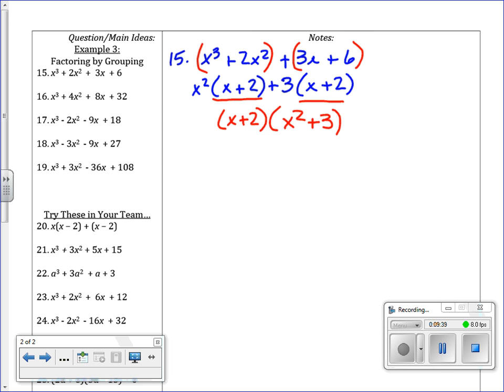Okay, so let's go ahead and try number 16. I'm probably going to be doing some erasing, so if you need to pause and write down what I wrote down, please do. I'll do 16 here, and then I'll probably erase and work on 17, 18, and 19 above. Okay, so for number 16, x cubed plus 4x squared plus 8x plus 32. First thing I want to do is group.